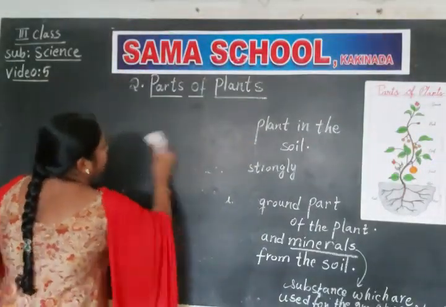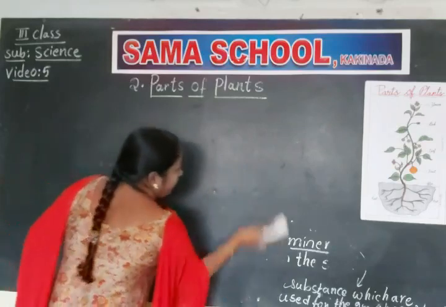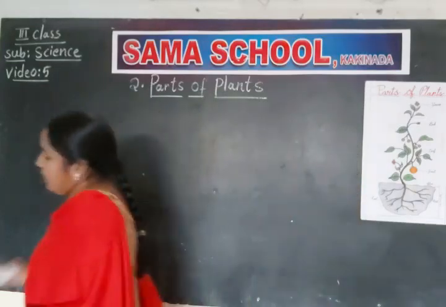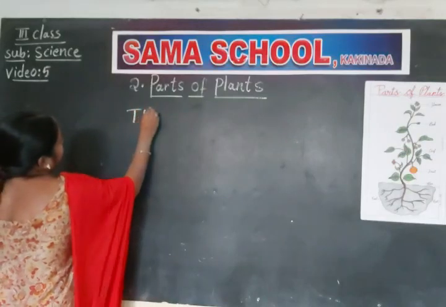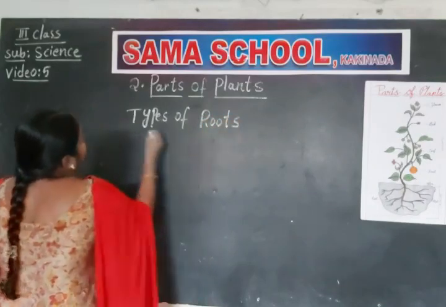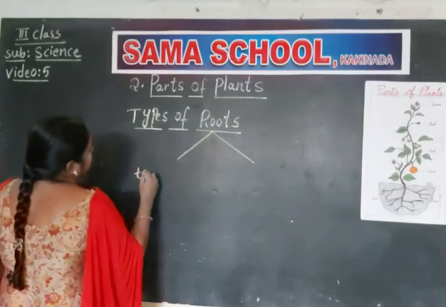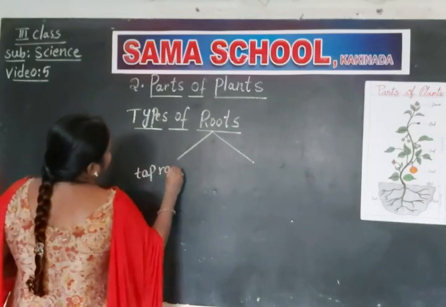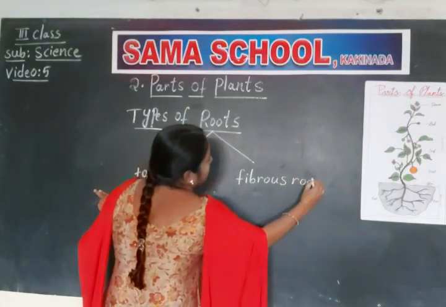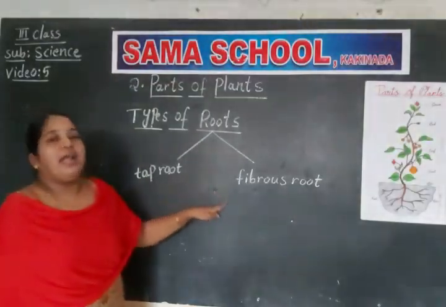And next one, types of roots. What are the types of roots? There are two types of roots. How many types of roots, children? Two types of roots. One is taproot, and the other one is fibrous root. Taproot and fibrous root.